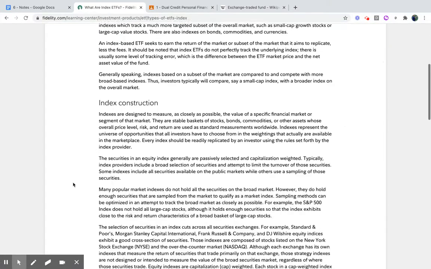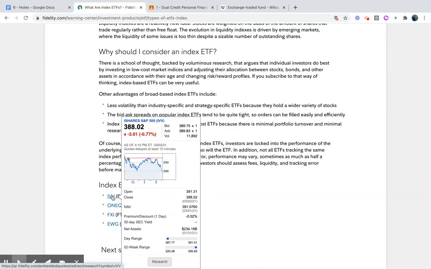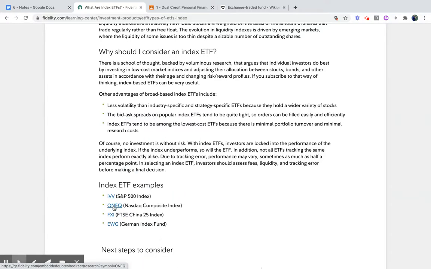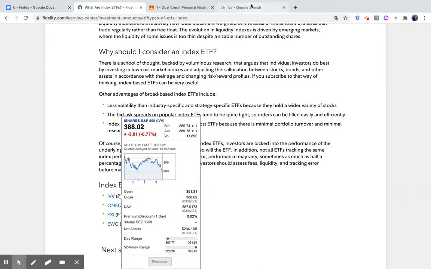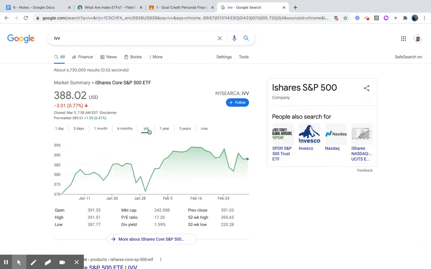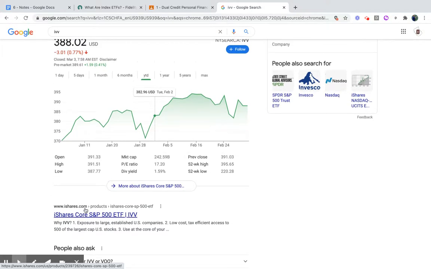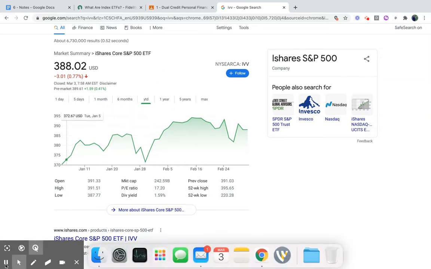If you come here on index, these are some examples of ETFs. So IVV is the S&P 500. We have this one, which is the NASDAQ composite. Let's see if it'll show us the thing here. No, I don't think it wants to. So here we see that this is the S&P 500 index, and the symbol is IVV. If you go on Google and type in IVV, here's our ETF that we're talking about. Where it's at, where it's closed, you can look at 6 months, year to date, and how this has moved around. And here's a little bit more about why you should buy the IVV one or any other ones for that matter.